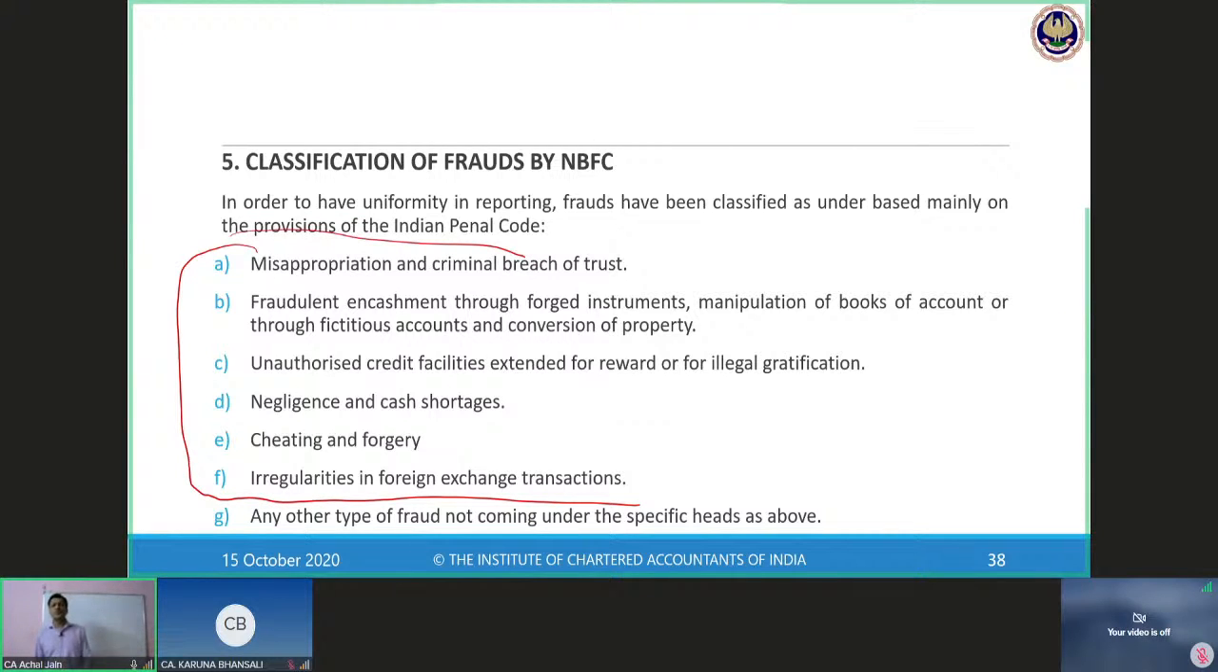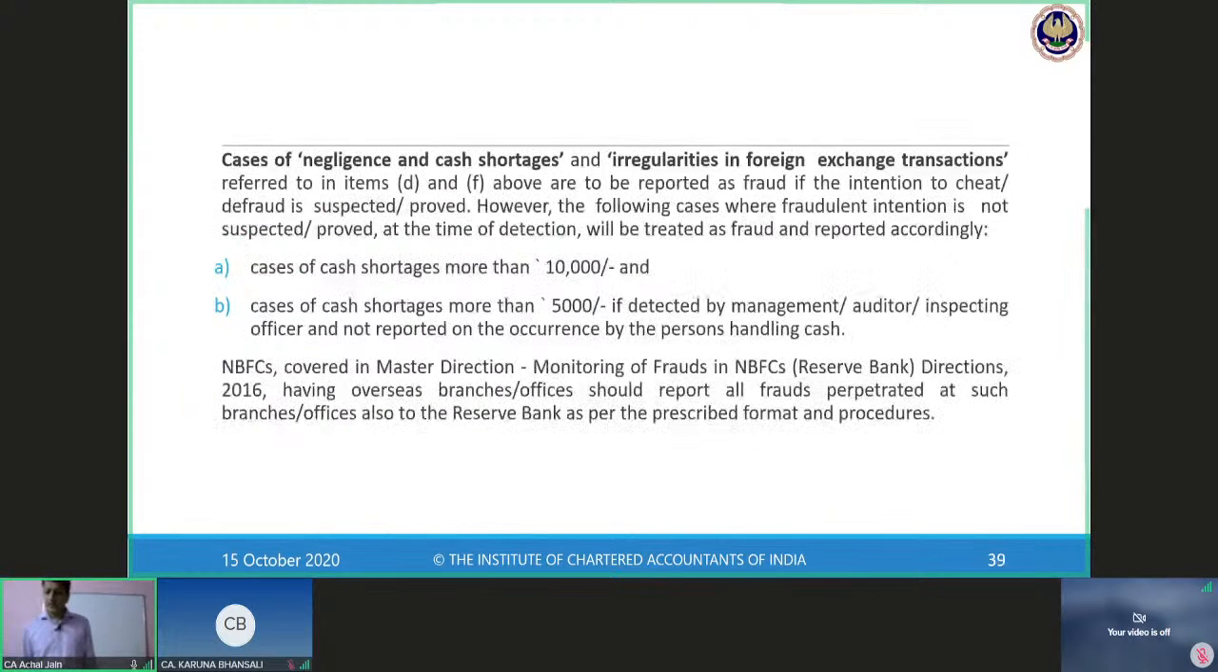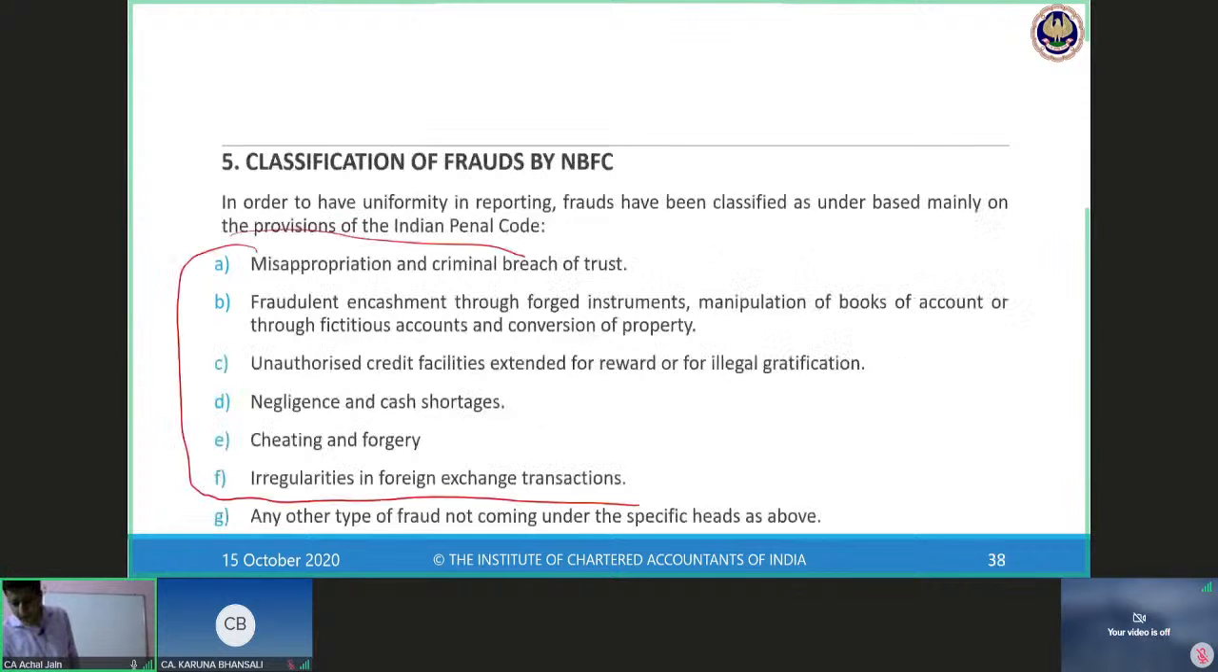Similar to what we do in respect of various transactions or events. Now, as regards all of these frauds, we already understand about them. So that's why I'm not really getting onto the understanding of these types of frauds. Cases of negligence and cash shortages and irregularities in foreign exchange transactions, which are referred in D and F.